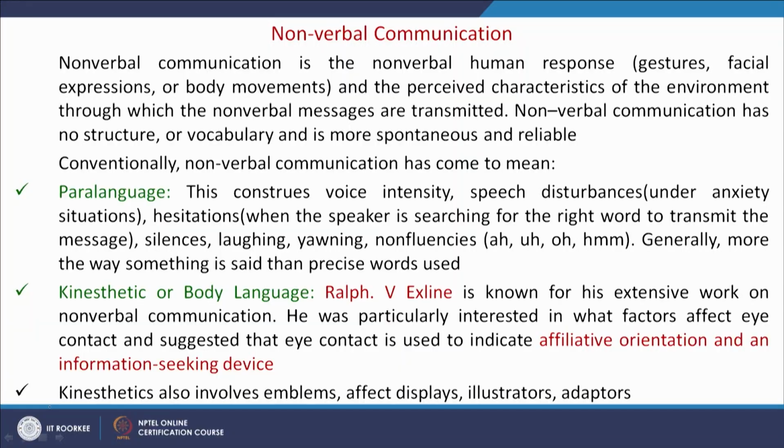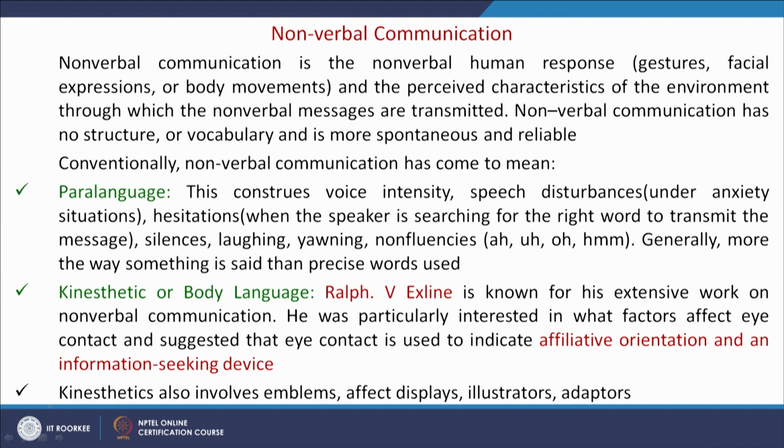It is reflected in a non-verbal response form. So, we can say that non-verbal communication comes to meaning in different forms. For example, paralanguage. This constitutes voice intensity and speech disturbances. For example, when we are anxious, we are unable to speak in a very fluent manner. We will hesitate and at the same time we will find a lot of disturbance in our tone and speech, even to utter a word. This is because we are anxious, so we will experience so much speech disturbance.